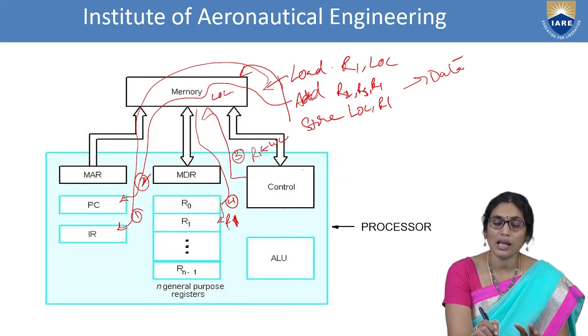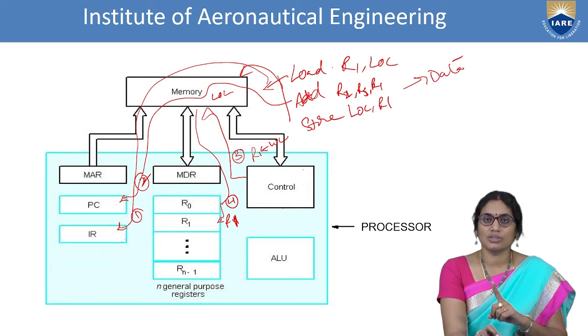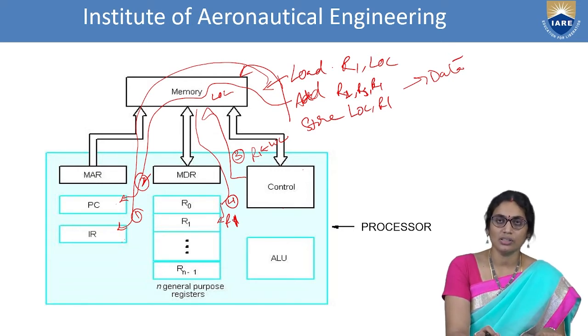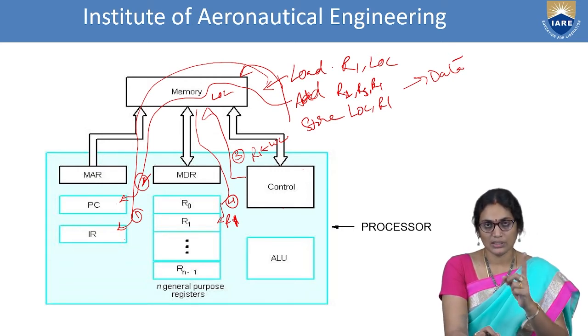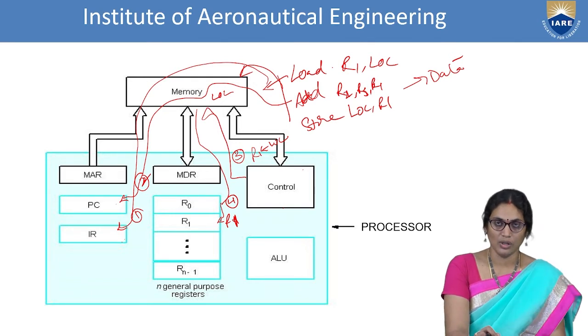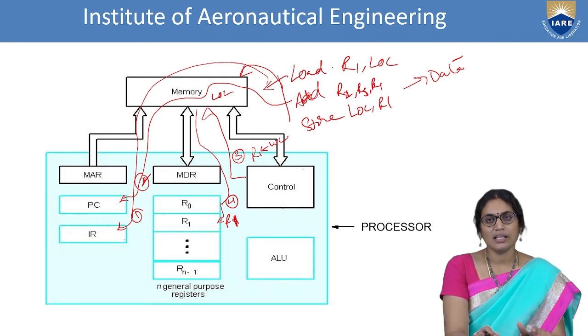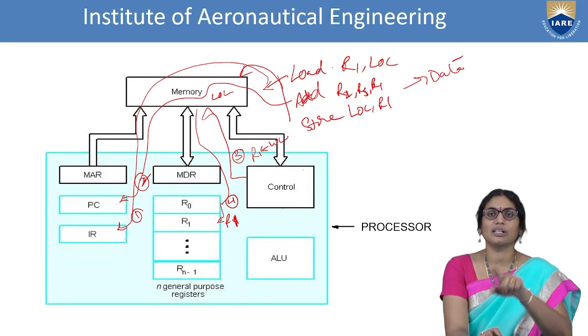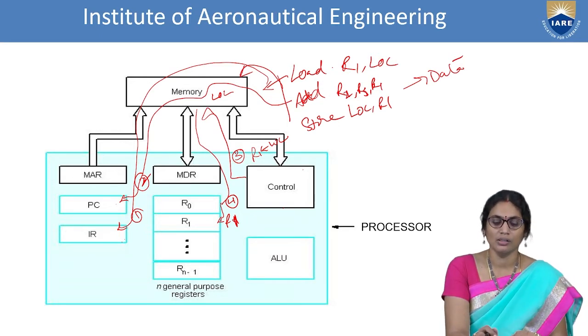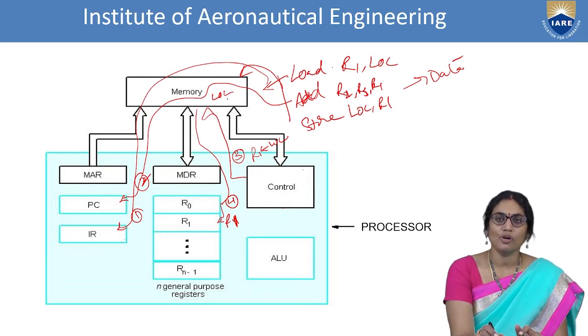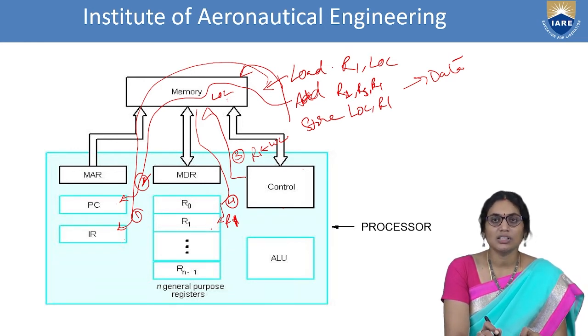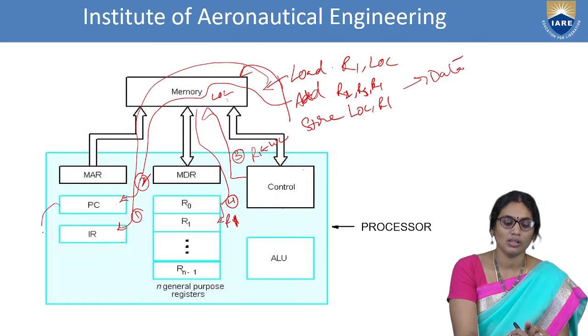So what happened here? The first instruction is called, and it is stored in the instruction register. The next instruction is called and it is stored in the program counter. When the first instruction is getting executed, it is initiated by the control unit to fetch the data from LOC to R1. So the LOC data is loaded into R1, which means a duplicate of this LOC is stored in R1.